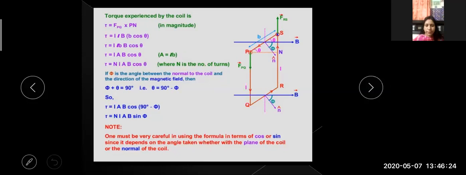So in this case, we have taken the cases where the coil is set with its plane parallel to the direction of the field. Torque will be maximum since theta is 0 degree. And if the coil is set with its plane perpendicular to the direction of the magnetic field, theta is 90 degree or cos theta is 0, so torque will be minimum.